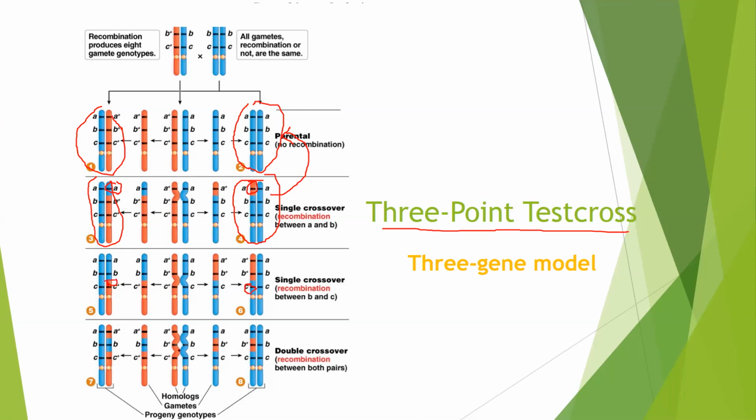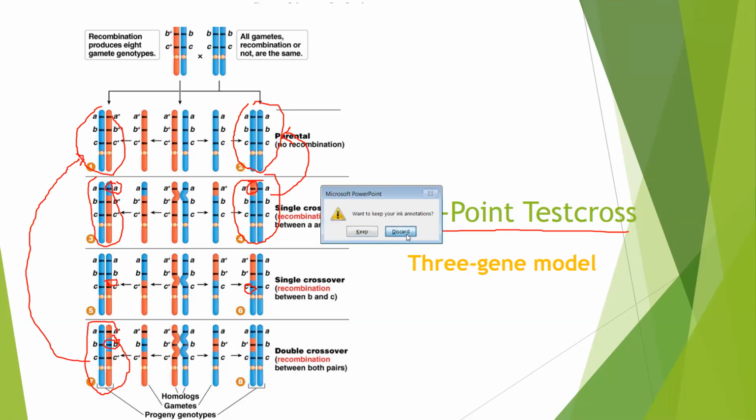Okay, now if this is the double crossover, if you compare this one with the parental type, it's actually the middle gene that will be changed, right? Does that make sense? Yes. Okay, now let's go back to that problem.